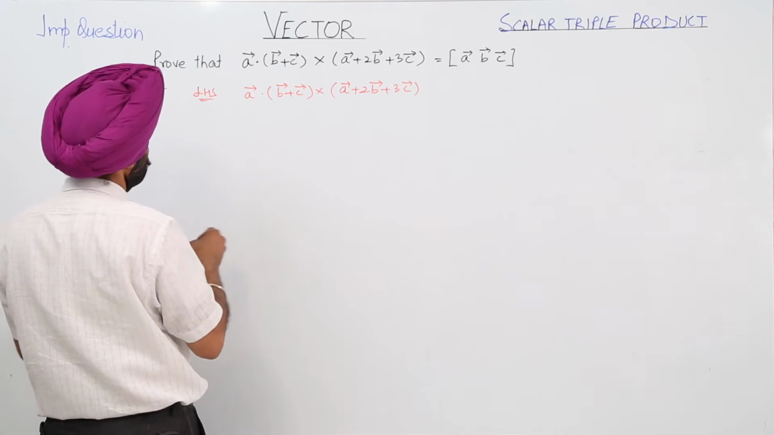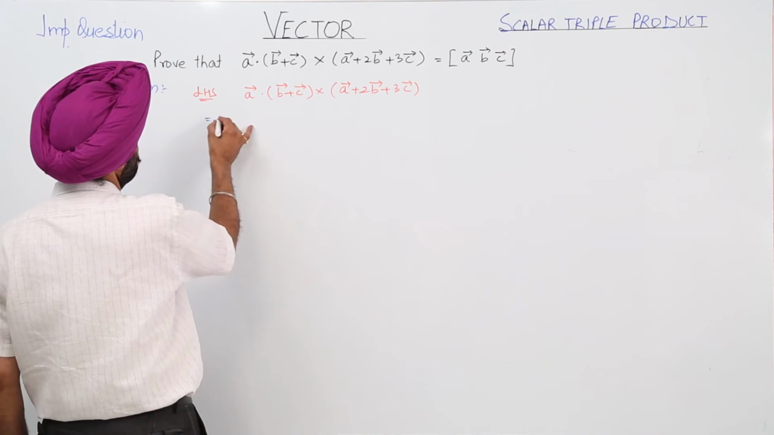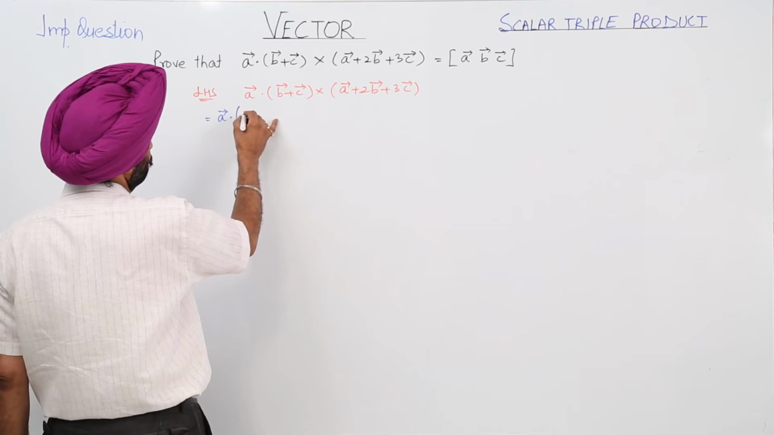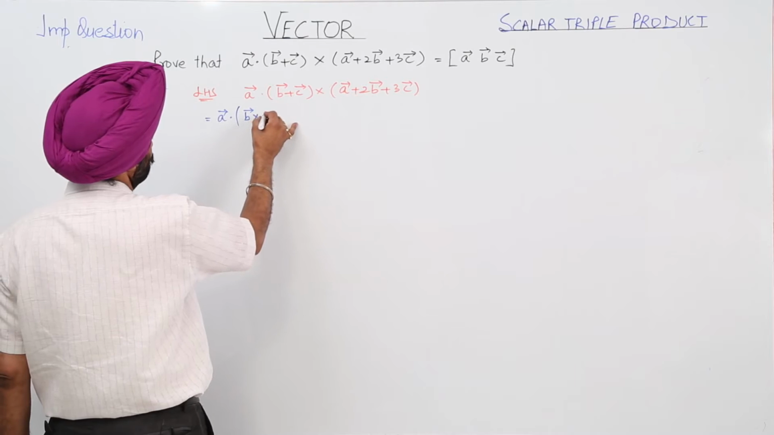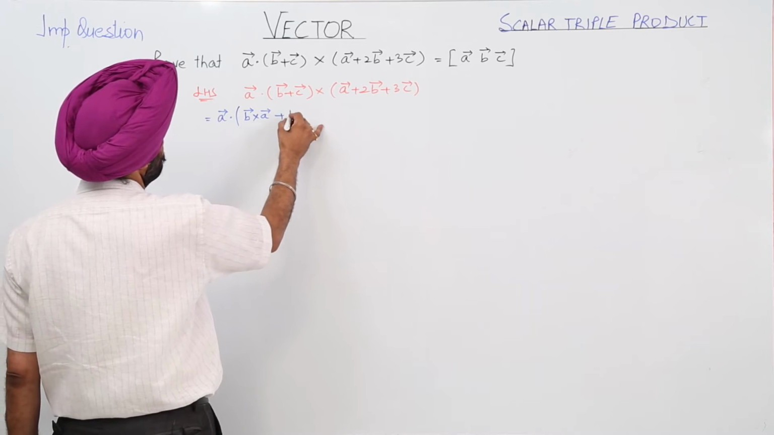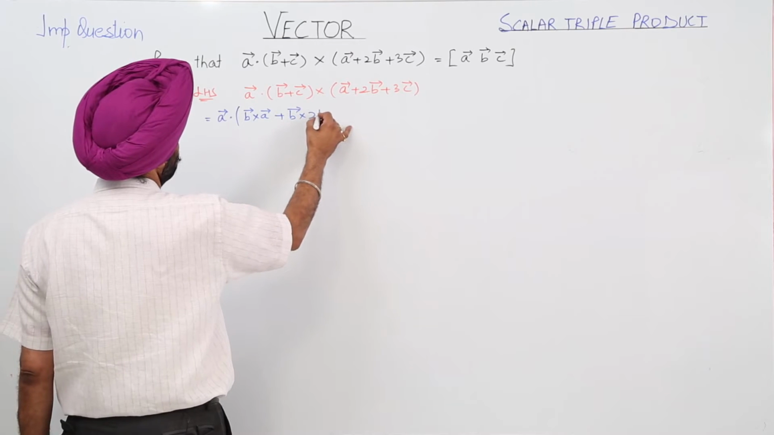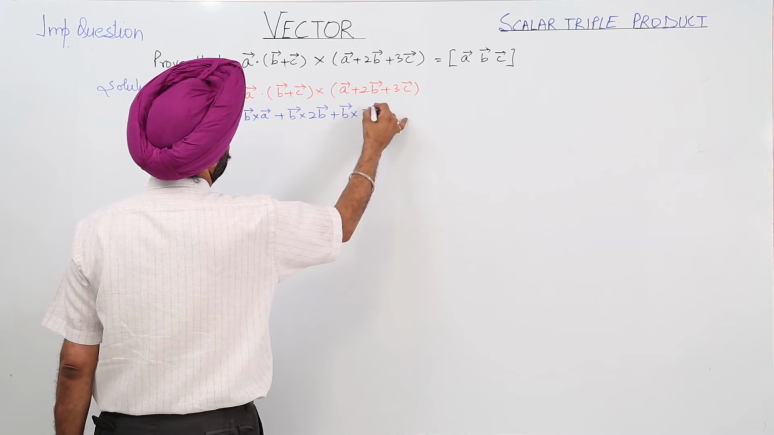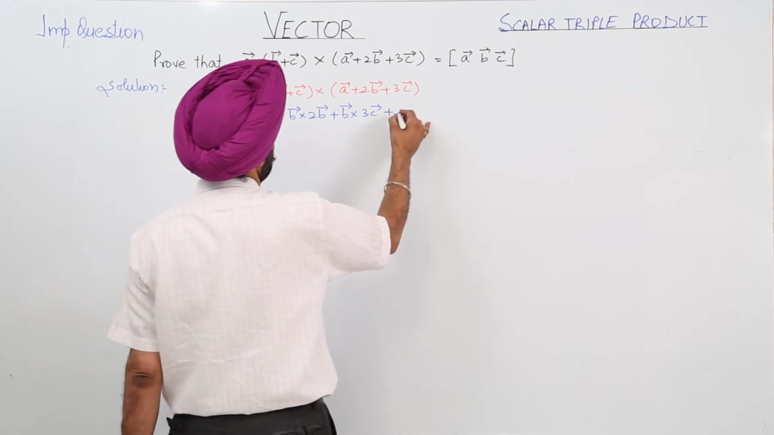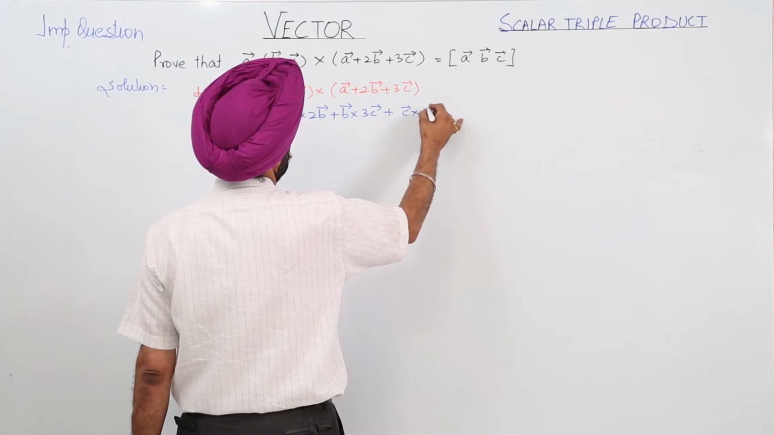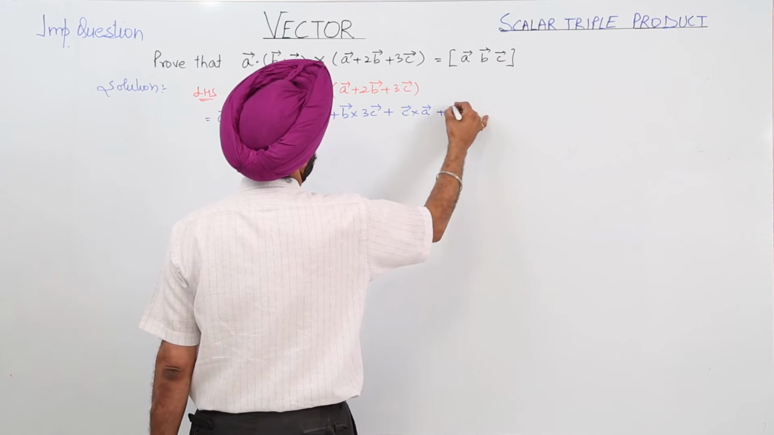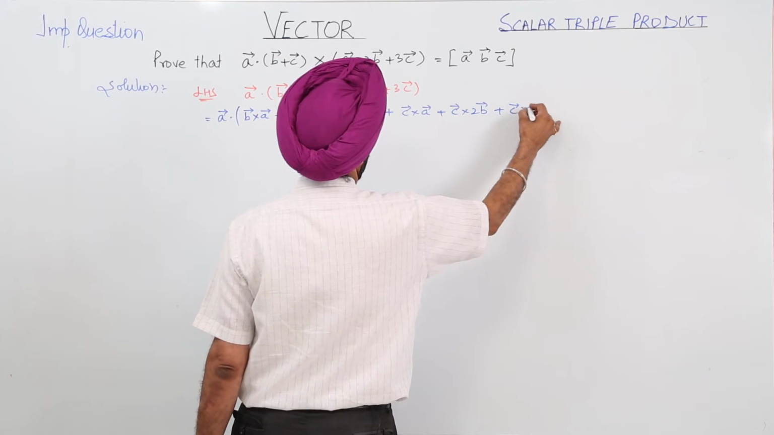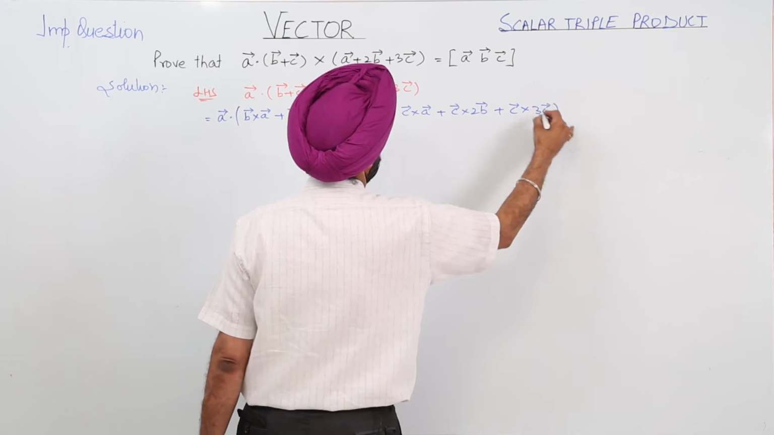Now, this is equal to vector A dot vector B cross vector A plus vector B cross 2 times of vector B plus vector B cross 3 times of vector C plus vector C cross vector A plus vector C cross twice of vector B plus vector C cross 3 times of vector C.